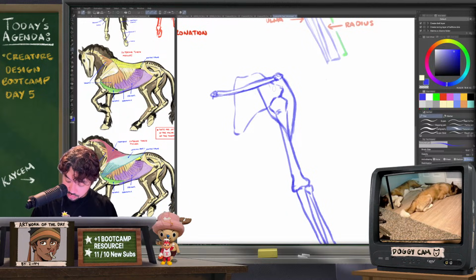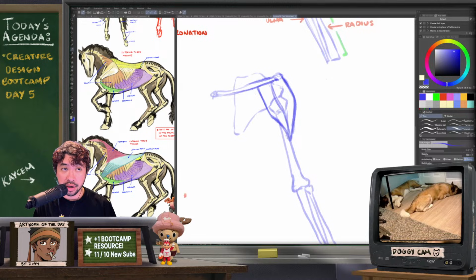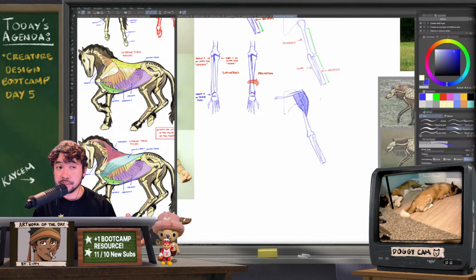And then from there, it's also going to connect to the humerus bone. Now, the deltoid is essentially broken up into three parts. There is the lateral part, and then there's the posterior part, and then there's the anterior part, right? So the side, the back, and the front. That's the deltoid muscle. Very cool.